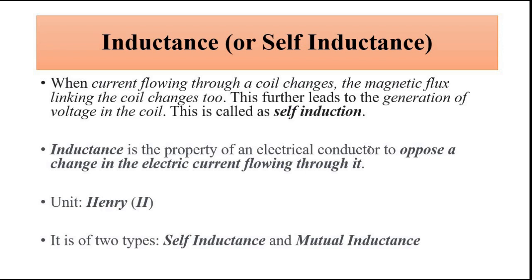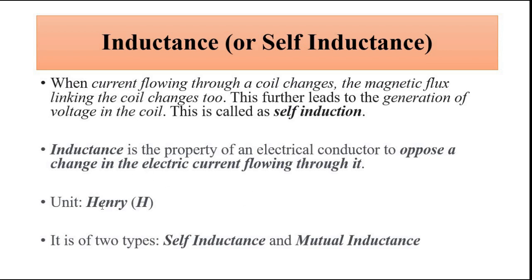Inductance is that property of an electrical conductor which opposes a change in electric current. It means that when it opposes a change in electric current, it is also opposing a change in magnetic flux or the generation of induced EMF. Okay, so inductance is simply that property of an electrical conductor which opposes a change in electric current flowing through it, and by doing that it also opposes a change in magnetic flux linking with the coil and also opposes the generation of induced EMF. So the unit of inductance is Henry.